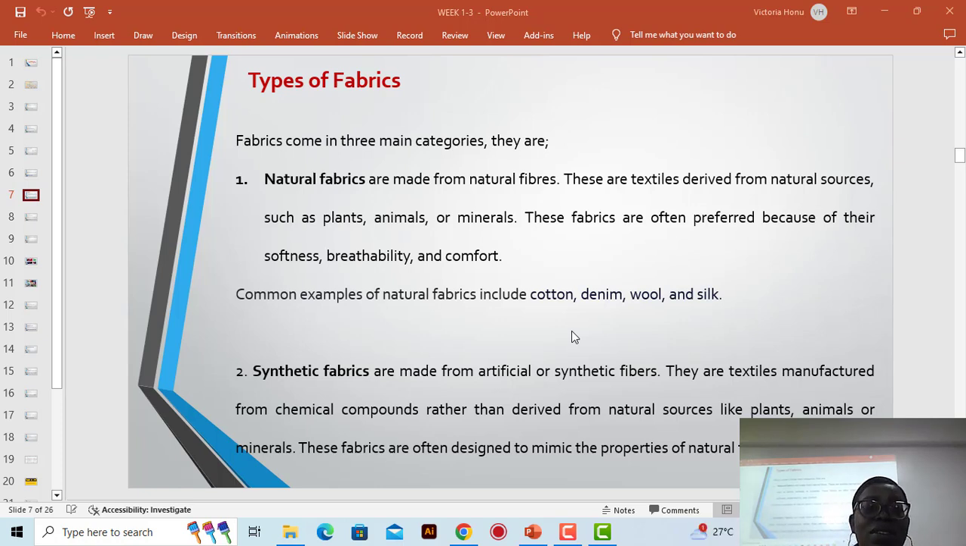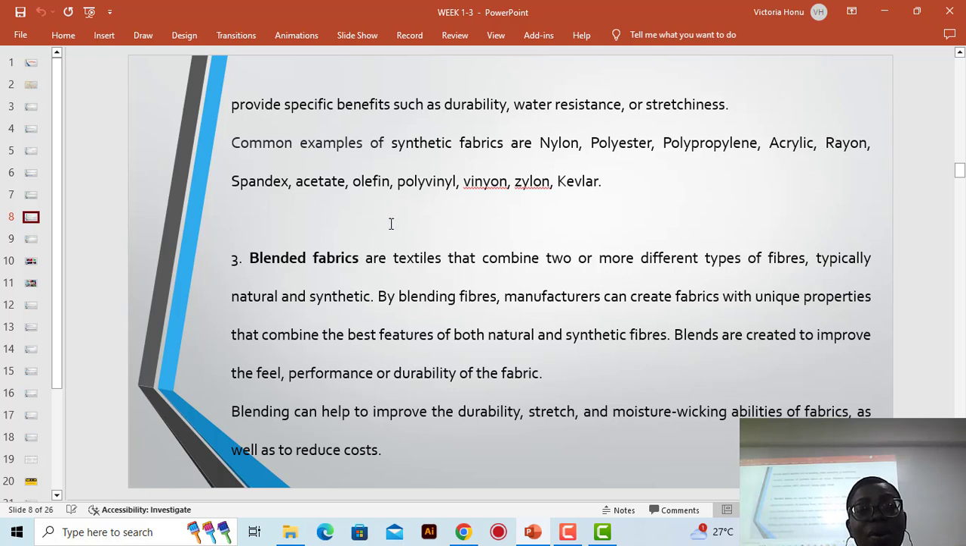They are the same. Okay. Go and look it up next week. You come and we'll discuss it, if they are the same or there's something small. Okay. So we will look at types of fabric.